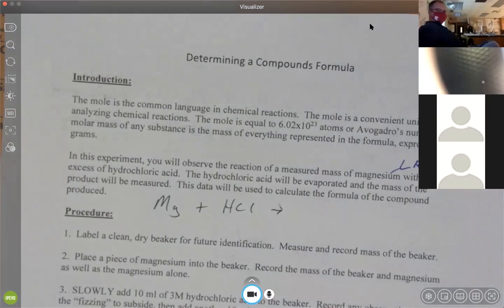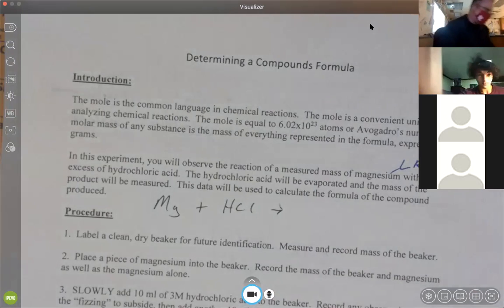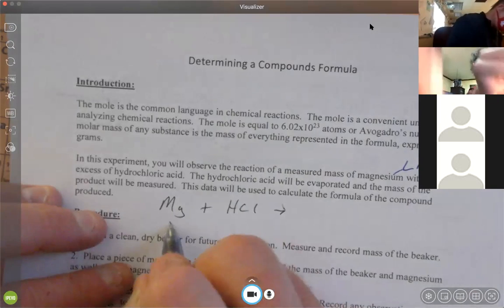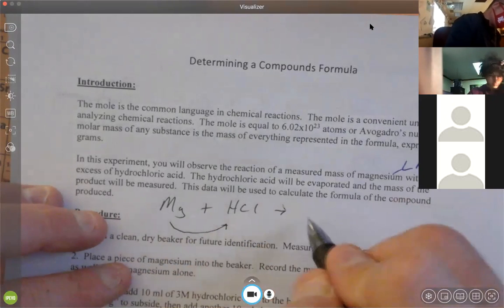Single displacement. Single displacement is correct. It's the only one where we have an element and a compound. So magnesium is going to come in and replace hydrogen.